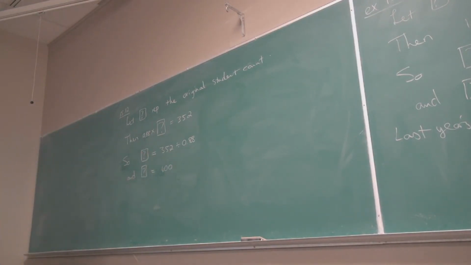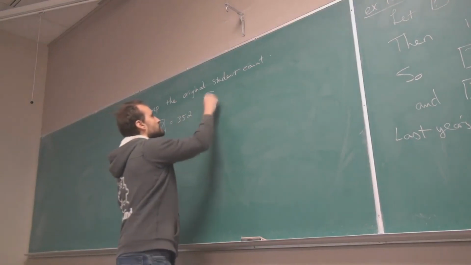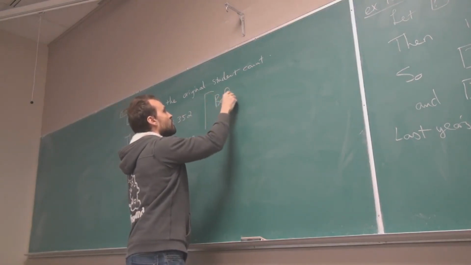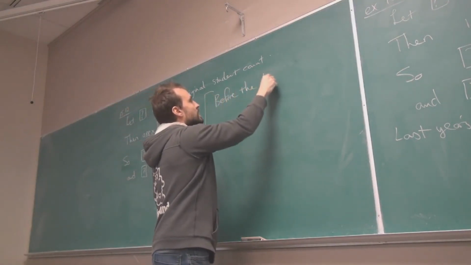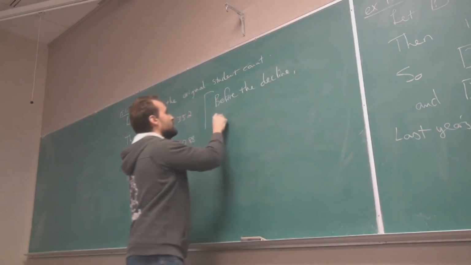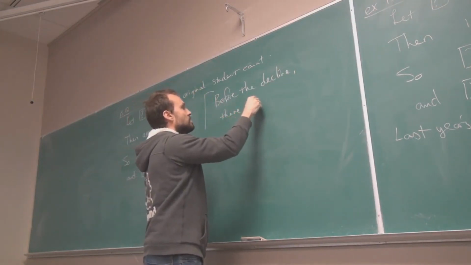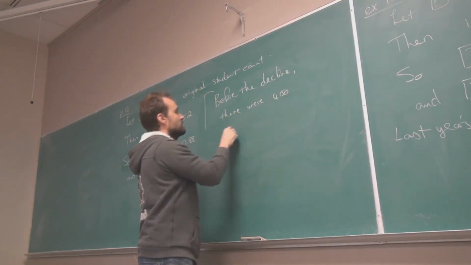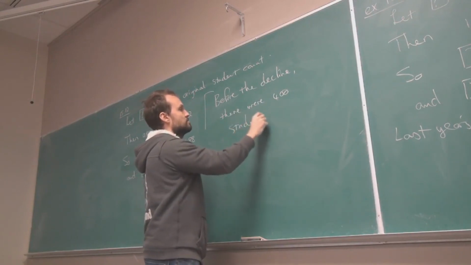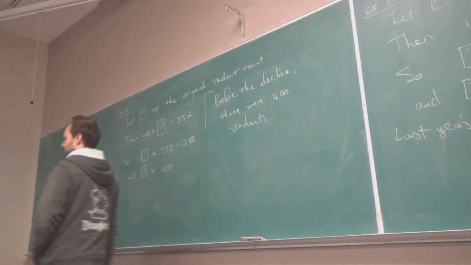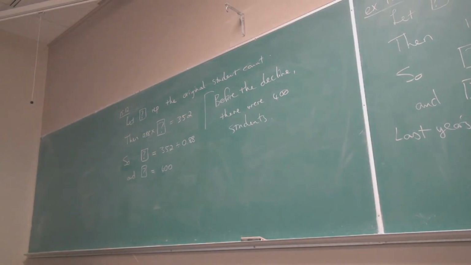And I check exactly what they're asking, so I can sort of use those words in my concluding sentence. How many students does the school have before the decline? And I can say, before the decline, there were 400 students. Once you get the hang of it, it's there to make it easy. That is the purpose of this method.